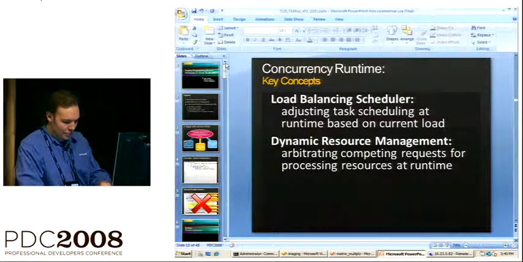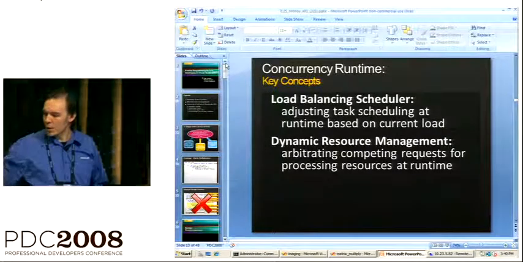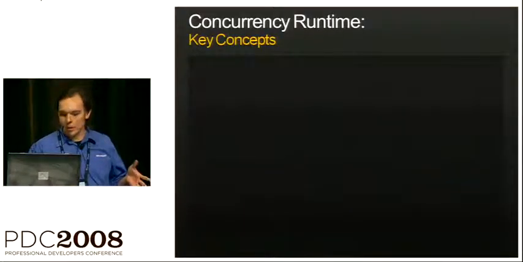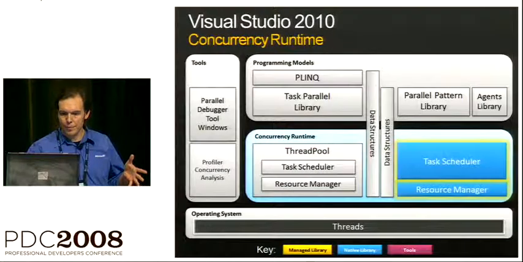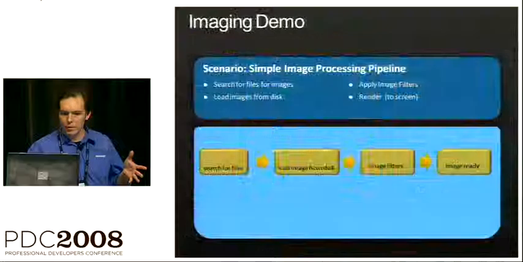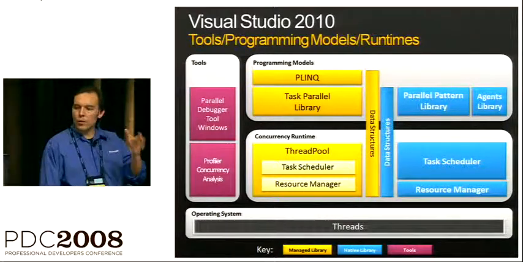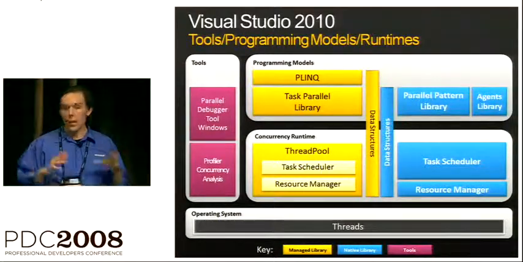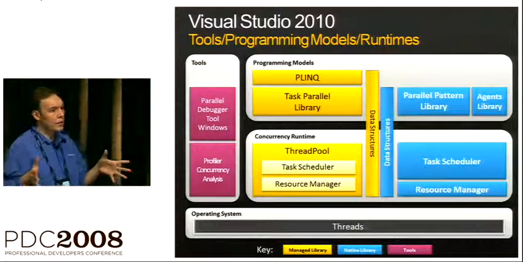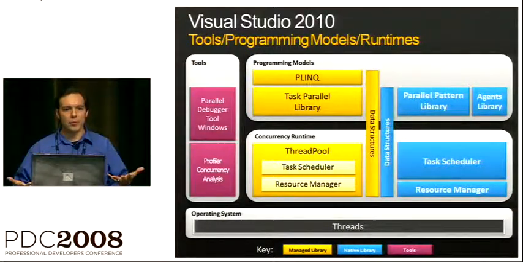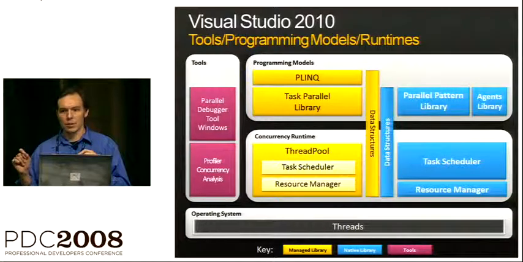Oh, no. What happened here? Sorry. And we're going to start talking about the Concurrency Runtime. Here we go. This is the whole stack. We've got the Concurrency Runtime as a layer where we have a task scheduler and our resource manager. And then in the programming model, we have the Parallel Pattern Library and the Asynchronous Agents Library.